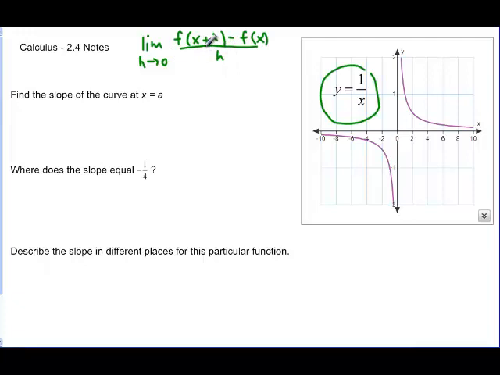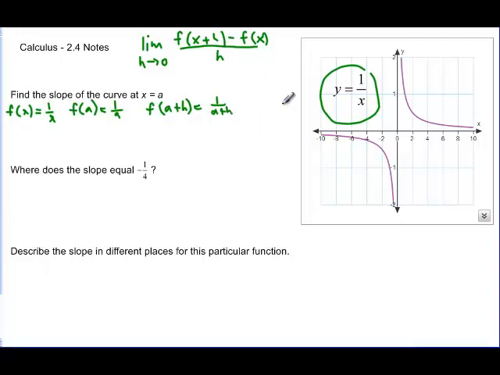So if my function is y equals 1 over x, if f of x is equal to 1 over x, then f of a is equal to 1 over a. And so then we also want f of a plus h, which is 1 over a plus h. So these are the different formulas that we're going to use. And we're going to look at our limit.